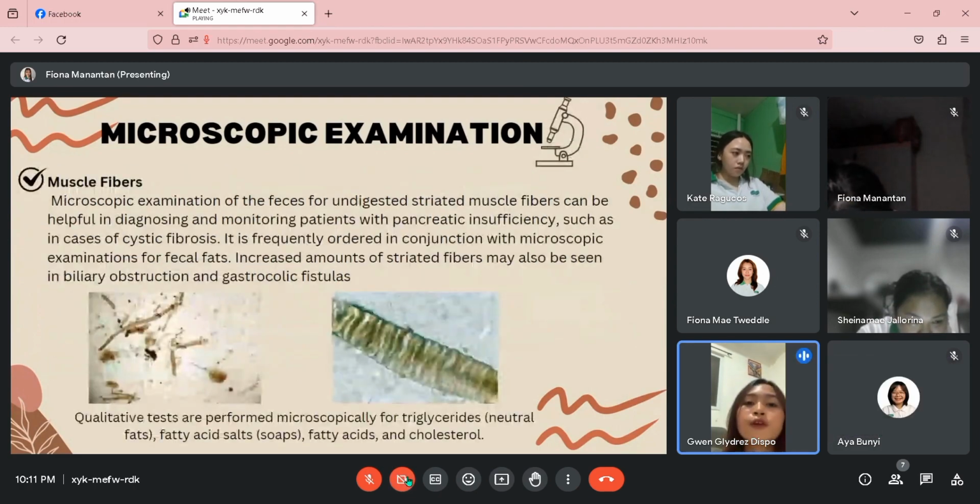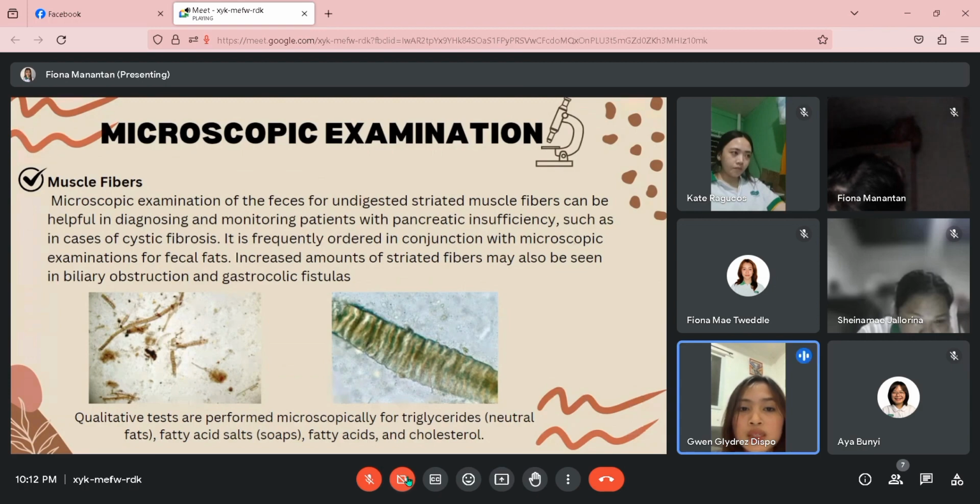Next is the muscle fibers. Microscopic examination of the feces for undigested striated muscle fibers can be helpful in diagnosing and monitoring patients with pancreatic insufficiency, such as in cases of cystic fibrosis. It is frequently ordered in conjunction with microscopic examinations for fecal fats. Increased amounts of striated fibers may also be seen in biliary obstruction and gastrocolic fistulas.